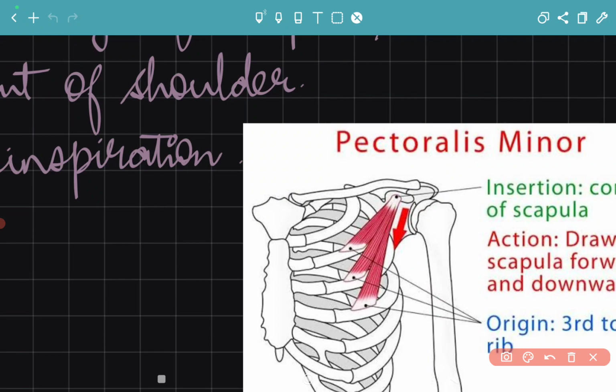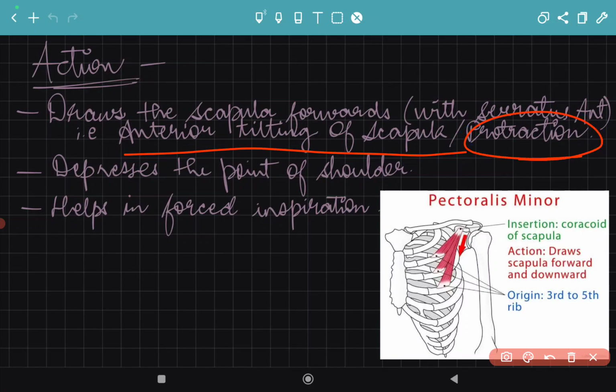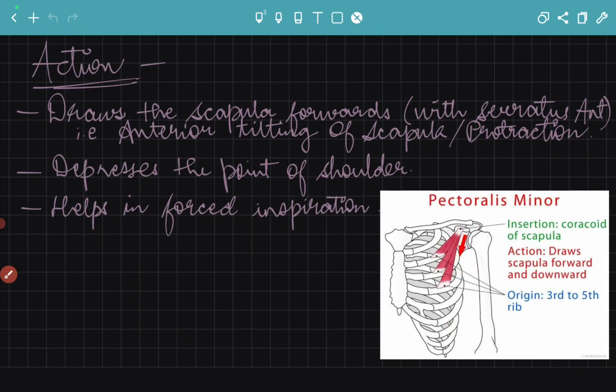So we can understand that it is attached to the scapula, the coracoid process of the scapula. Hence it draws the scapula forwards, or it does the anterior tilting of the scapula or protraction of the scapula. So one important action of pectoralis minor is that it draws the scapula forwards with serratus anterior. That is, it brings about protraction or anterior tilting of the scapula. It also depresses the point of shoulder as it is working in this direction, and also it assists in forced inspiration. So that was about the action of pectoralis minor.